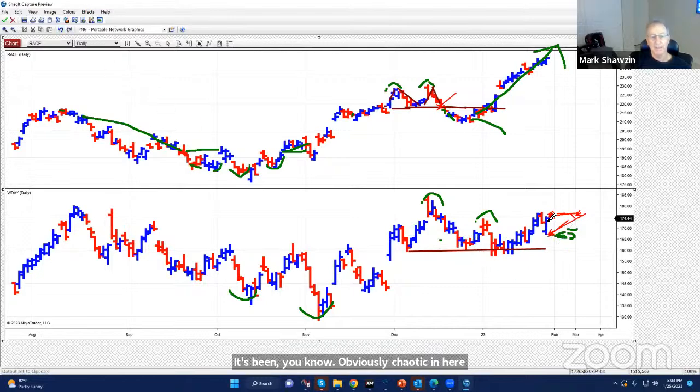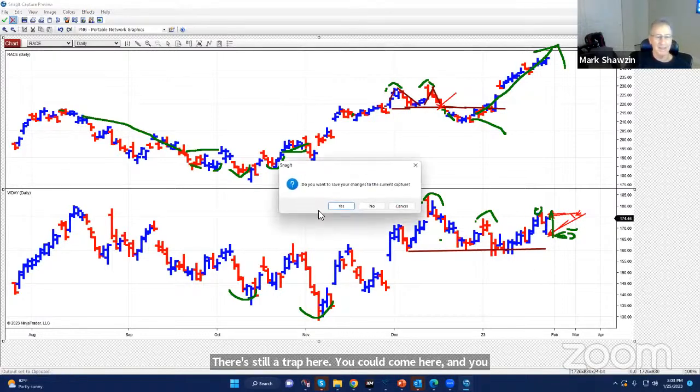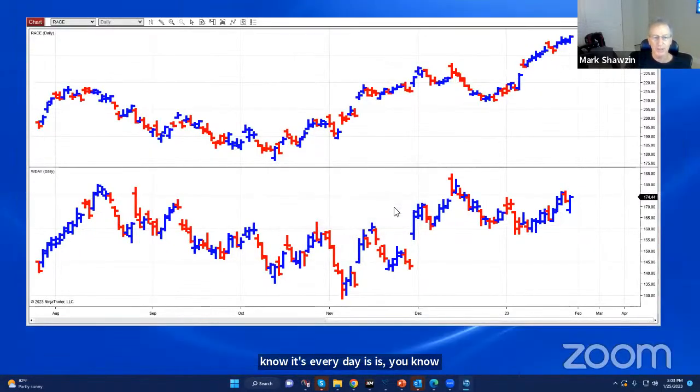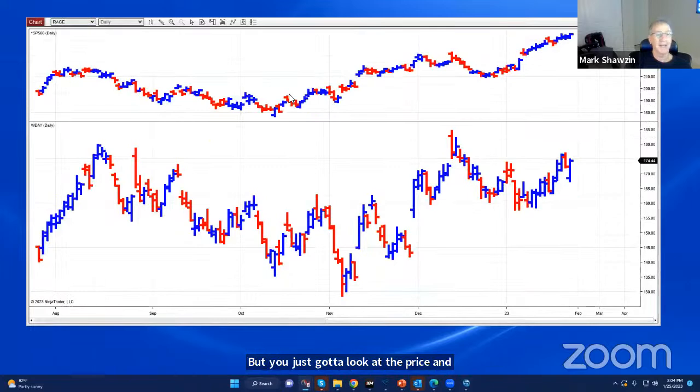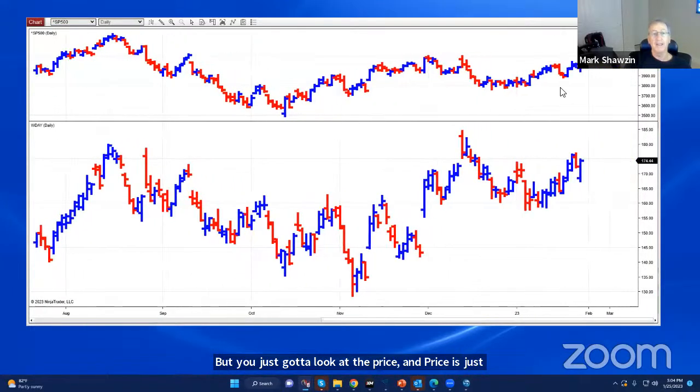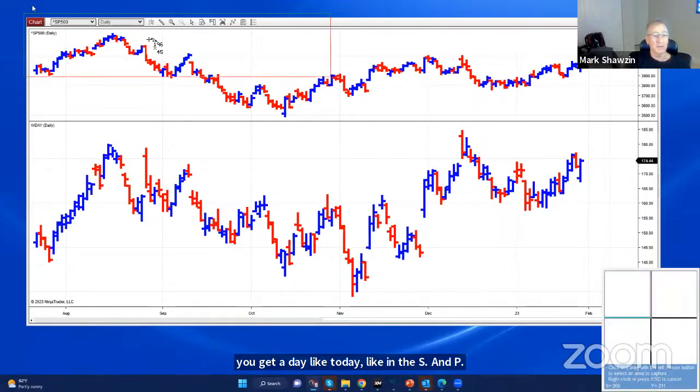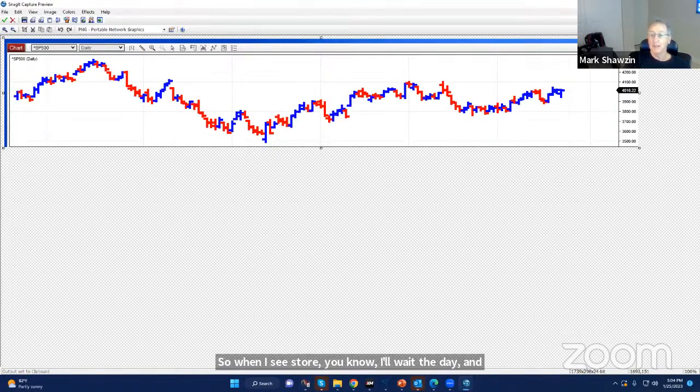But today, I think the clouds are starting to part. Now, there's still a trap here. You can come here, and every day you second guess yourself. And believe me, I do too. But you just got to look at the price, and price is just telling us that it's going higher. And then you get a day like today, like in the S&P, and I just bought this on the close. So I'll wait the day, and then I'll see how it closes.